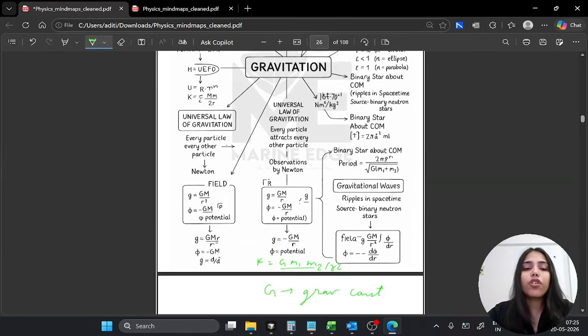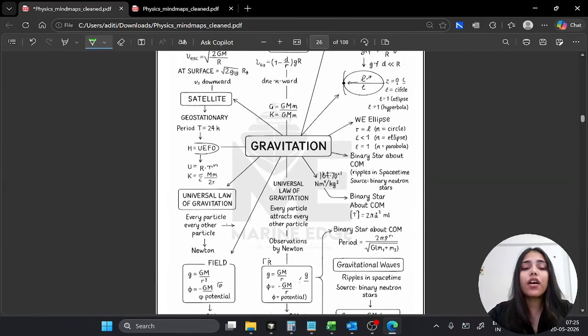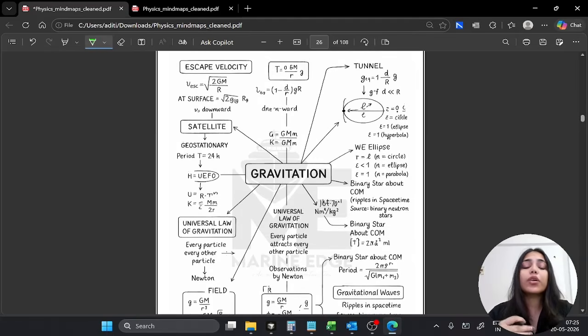Now, moving forward, we have satellites. What are satellites? Satellites are objects that are revolving in circular motion around Earth. These satellites can be of two types. First, we have natural satellites, that is the moon. Then we have our own man-made satellites or artificial satellites. These satellites are geostationary either.